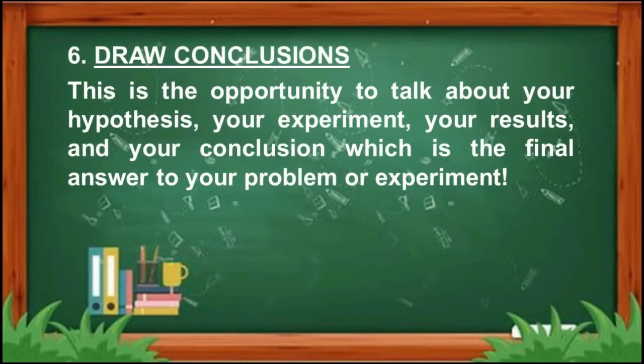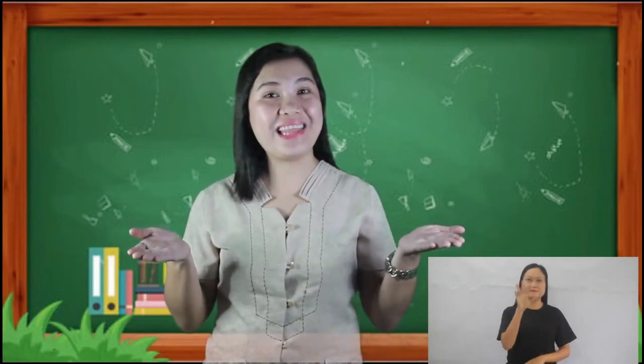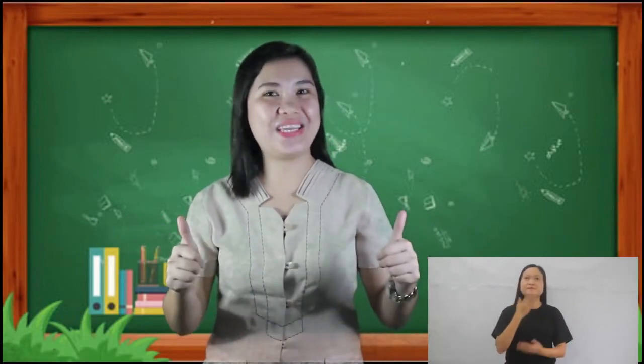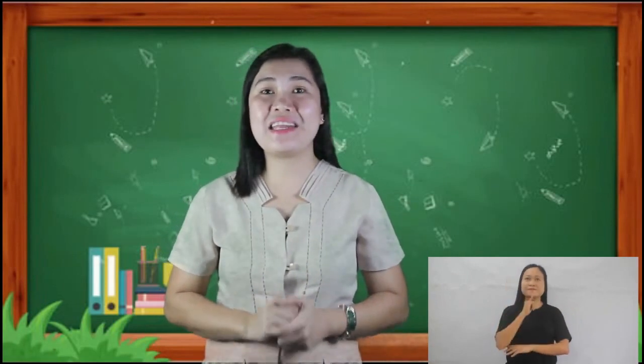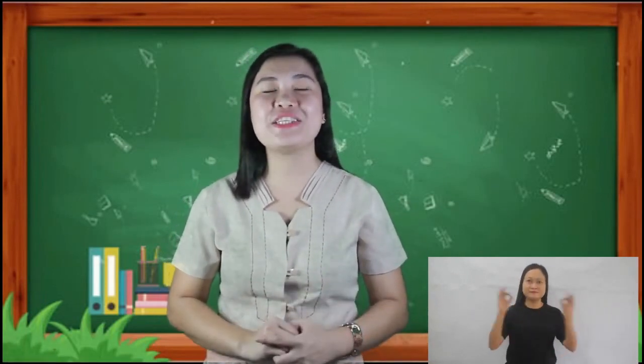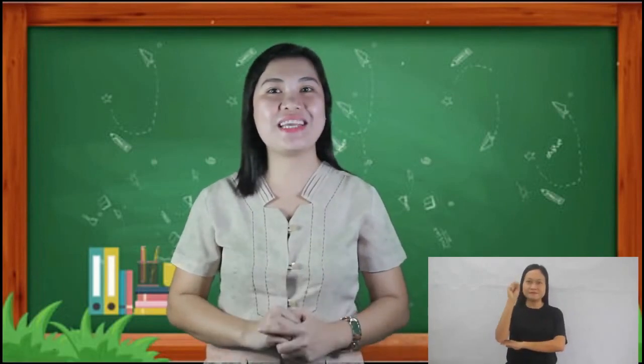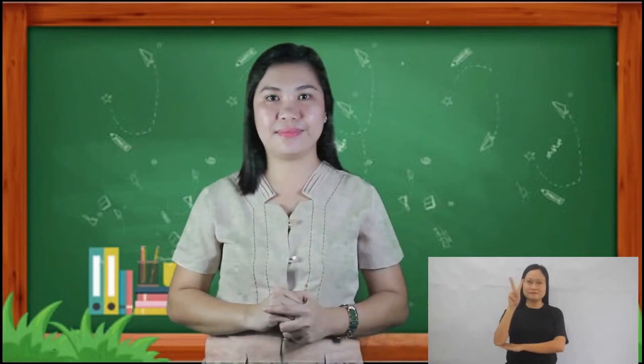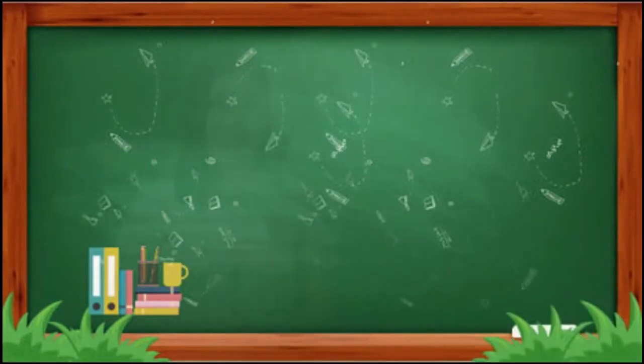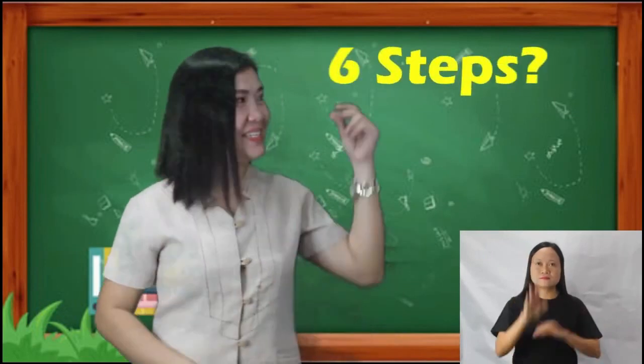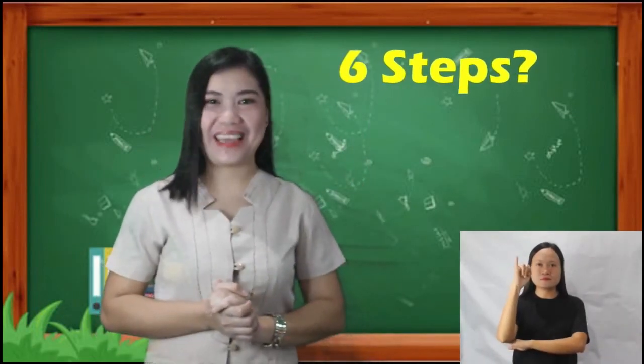Step 6. Draw conclusions. This is the opportunity to talk about your hypothesis, your experiment, your results, and your conclusion, which is the final answer to your problem or experiment. Now, how do you find the lesson? Good! It is very interesting. And it is important indeed to know the importance of scientific methods in conducting an investigation. So, what are the 6 steps of the scientific method again?